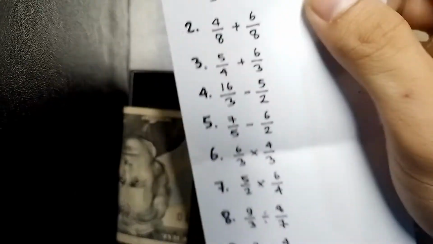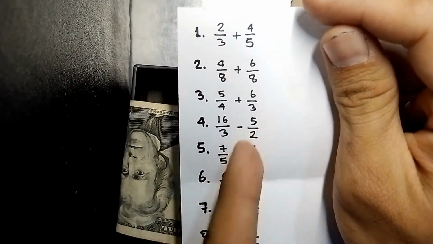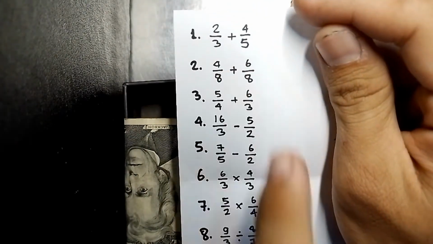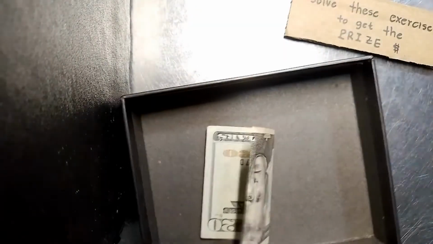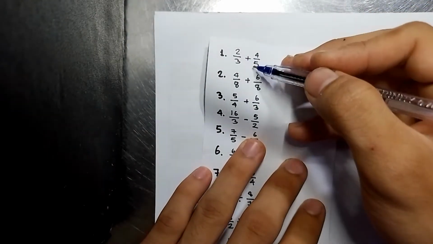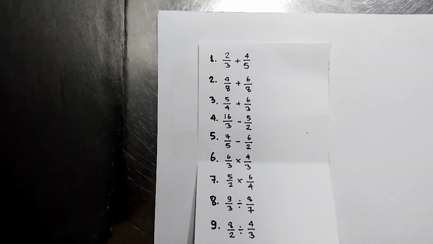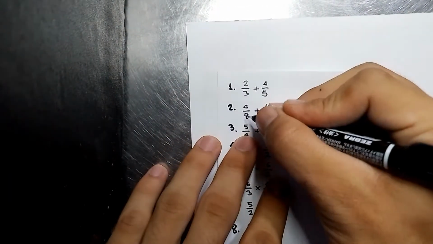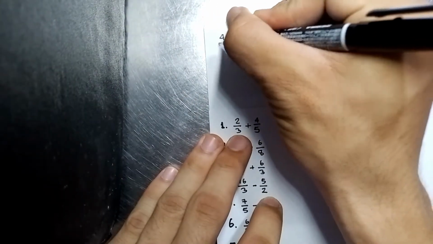Try it. So here I got 10 exercises about fractions. We have plus, minus, multiply, and divide. Every type of exercise that you need to know about fractions. Okay, let's get started. I think it's better to solve the second exercise first. Why? Because it has the same denominator, which is 8. Let's try the second one first.